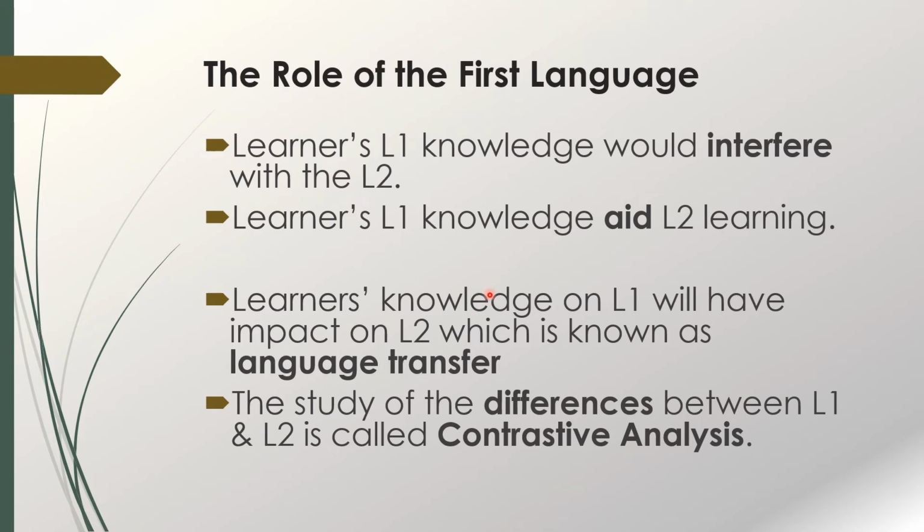Learners' knowledge of L1 will have an impact on L2, which is known as language transfer. For example, if your first language is Bangla, it is made of words and sentences. That will help you understand that the language you are going to learn has a similar pattern, that it has words and sentences. Whenever you adapt this knowledge to your second language, it is considered language transfer.